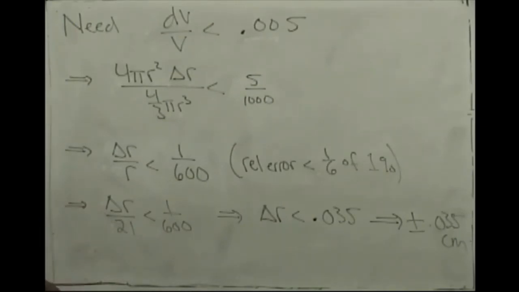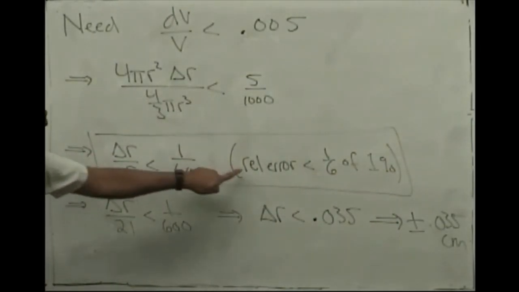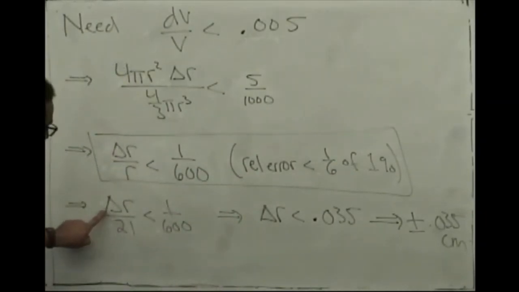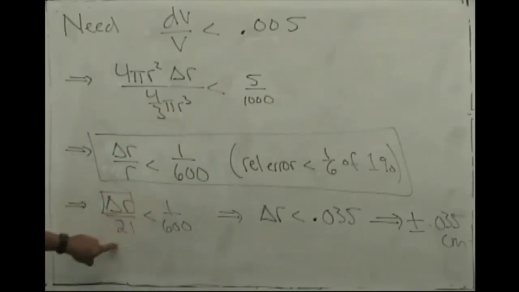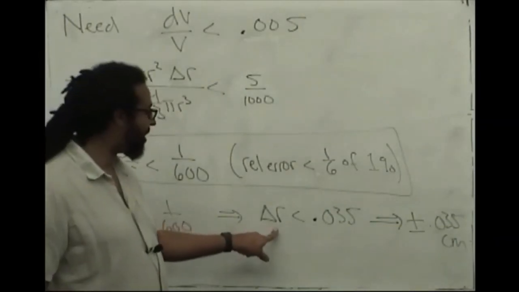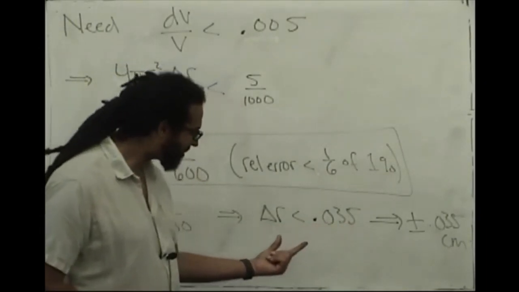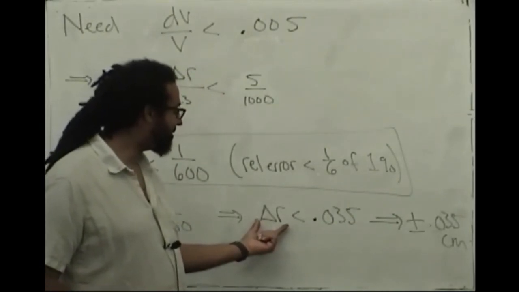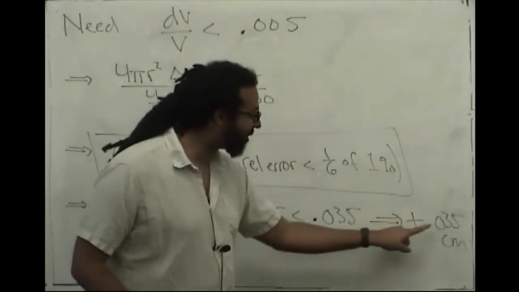If we were asked about the relative error in the measurement of the radius, we would stop here. But how many centimeters are we allowed to be off? Well, we have to keep going a little bit. So we need to solve for delta R. Just multiply both sides by 21 and run that fraction through a calculator. That says that delta R has to be less than 0.035 centimeters. And so that's the allowable change in the measurement of the radius. I can be off by 0.035 centimeters.